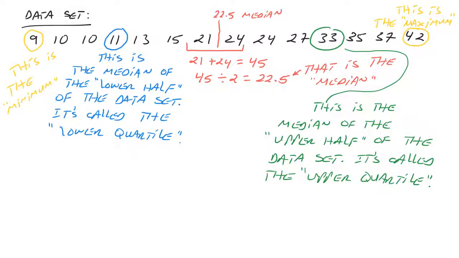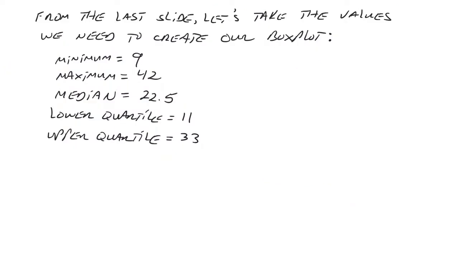We'll take the important numbers to create our box plot. We'll see those on the next slide. Here we have all the numbers we need to create our box plot: the minimum, maximum, median, lower, and upper quartiles.